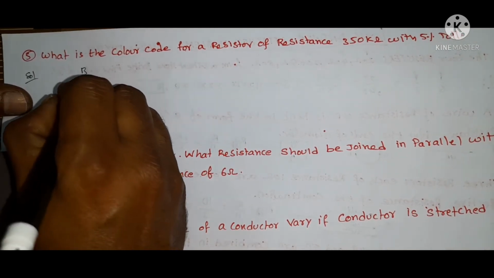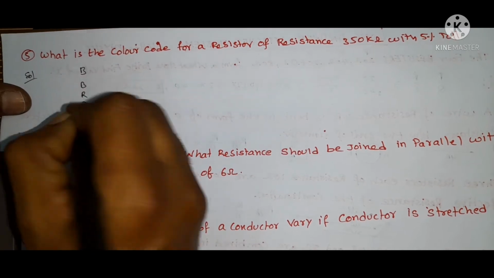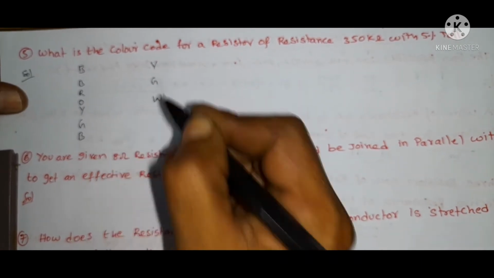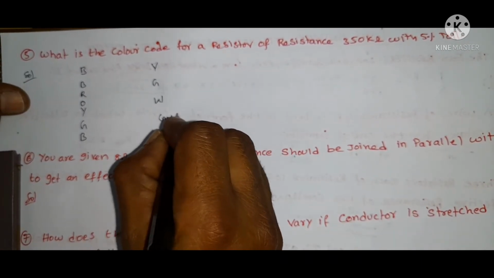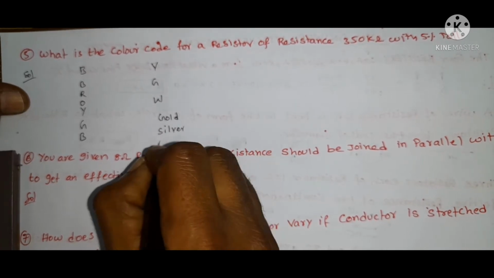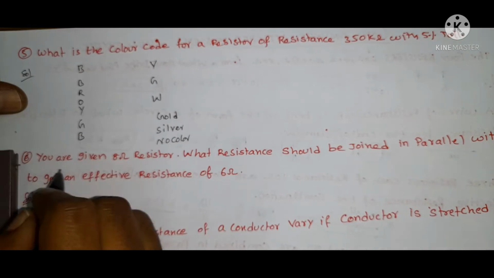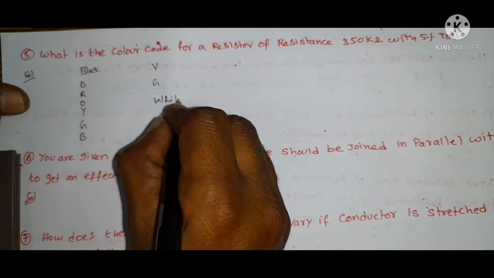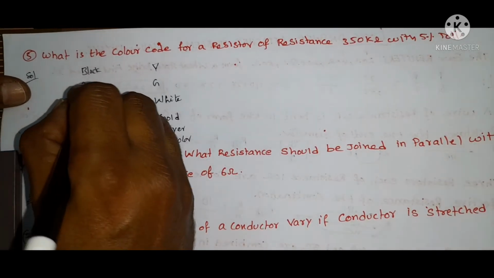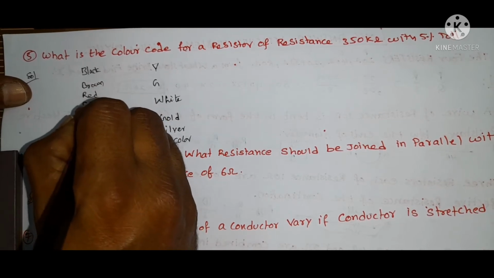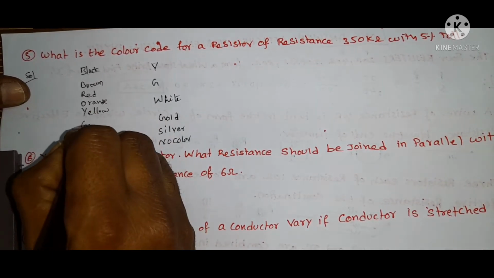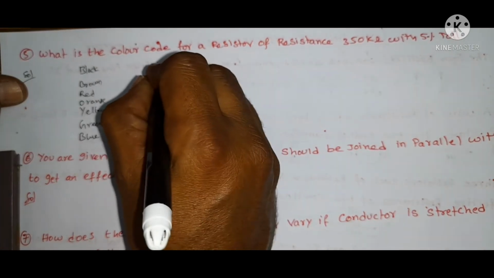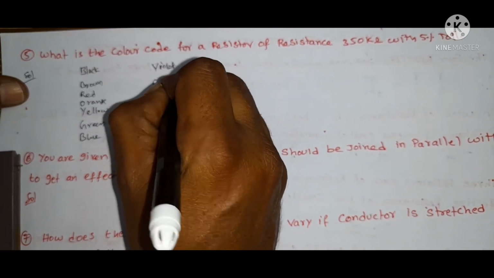So first, B.B. Roy, Great Britain, very good wife, wearing gold silver necklace. So B.B. Roy from black and white. First will be black, last will be white. In between black and white, all the colors will be present. That is brown, red, orange, yellow, green, blue, violet, gray and white.